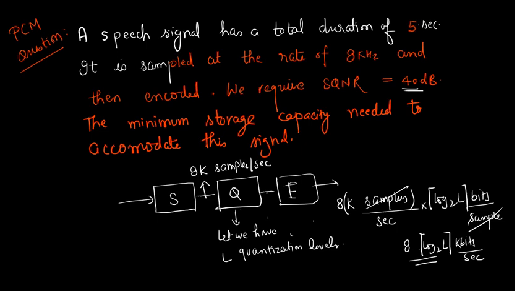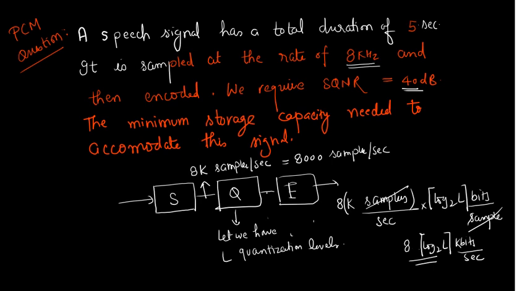And you want to sample it at the rate of 8 kilohertz. So this is your PCM, right? You sample it at the rate of 8 kilohertz. It means at the output of the sampler you will have 8 kilo samples per second, or 8,000 samples per second.